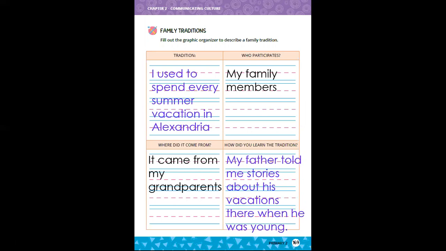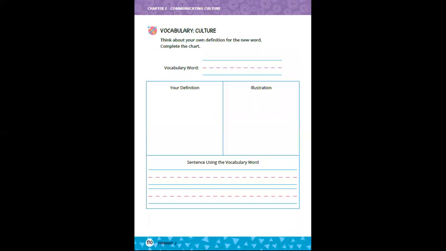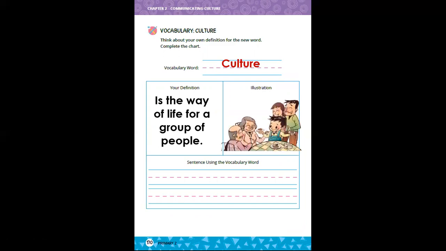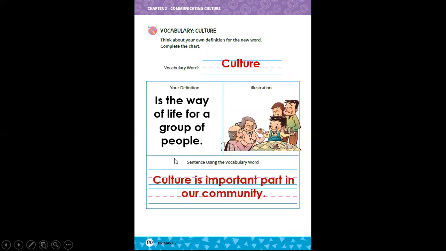Since we all live in the same community, many different families can have similar traditions. Let's now turn to page 170 to record what we know about culture. This is our new vocabulary word, culture. It is the way of life for a group of people. We said that culture is the way of life for a group of people. Culture is an important part of our community.